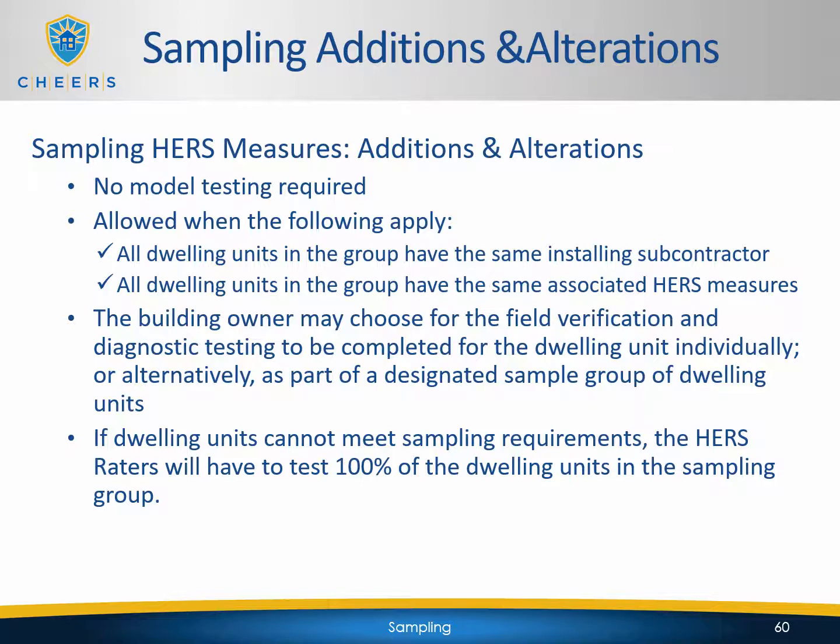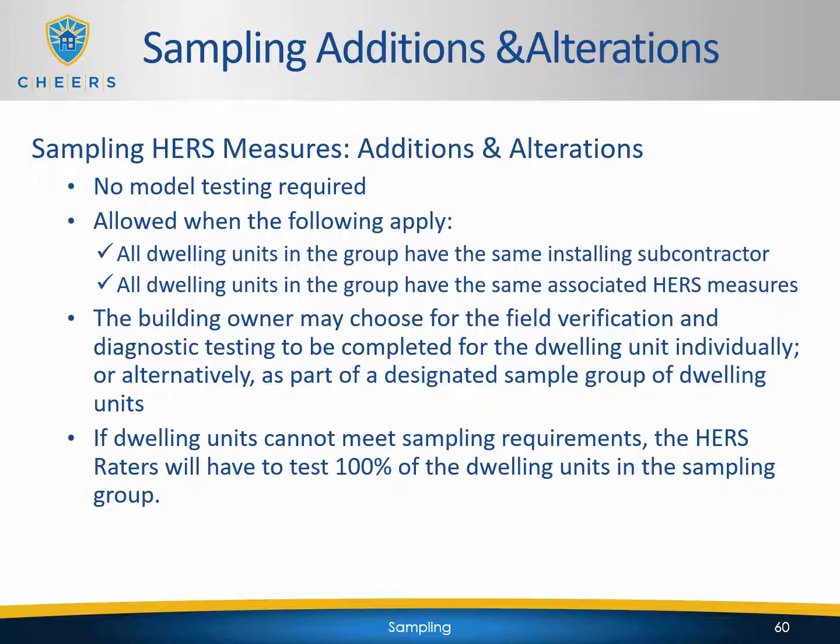Also, it's allowed when the following applies. All the homes in the group must have the same installing subcontractor, and all the homes in the group must have the same associated HERS measures. The building owner may choose for the field verification and diagnostic testing to be completed for the dwelling unit individually, or alternatively as part of a designated sample group of dwelling units.